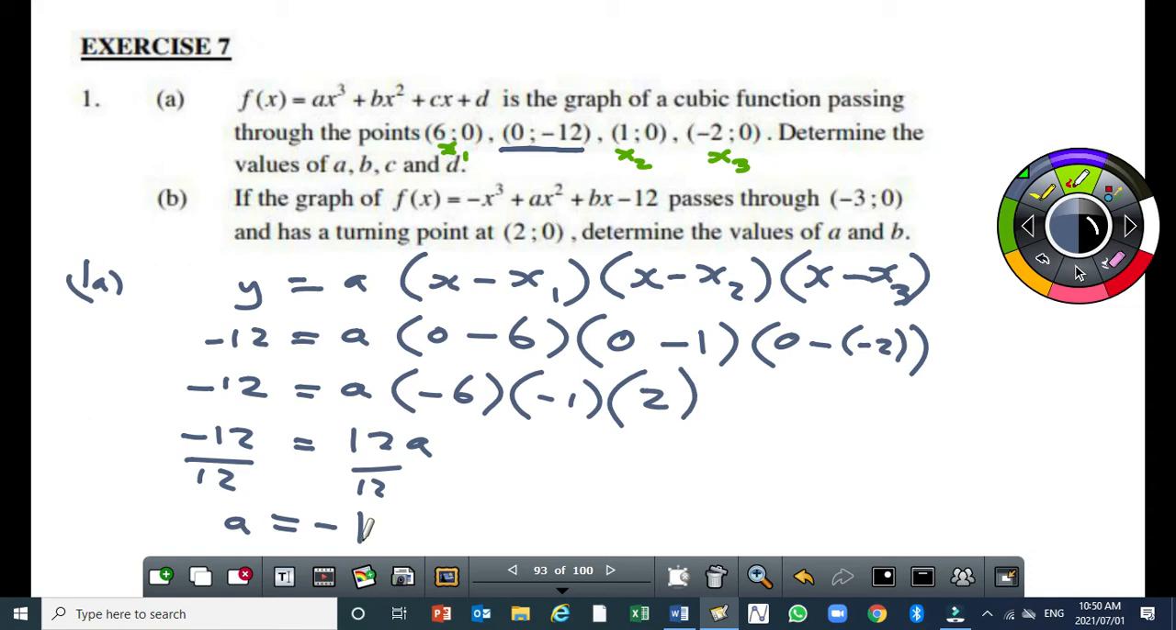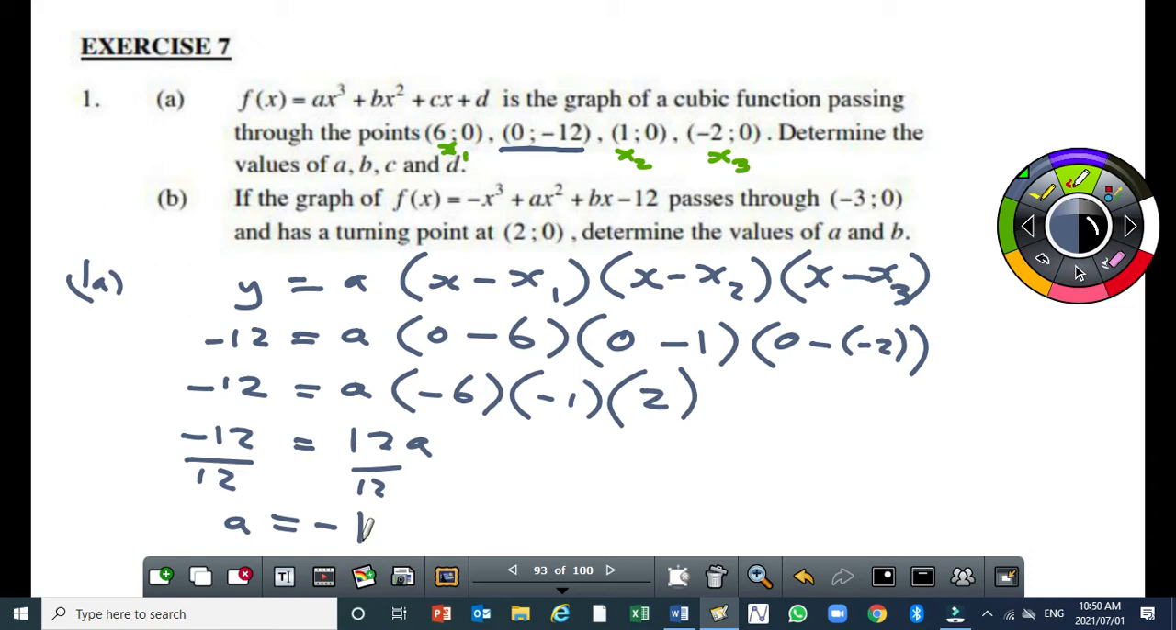Minus 6 minus 1 gives you a plus 6. Am I right? Plus 6 times 2 gives you a plus 12. Then you divide both sides by 12, you get a equal to minus 1.